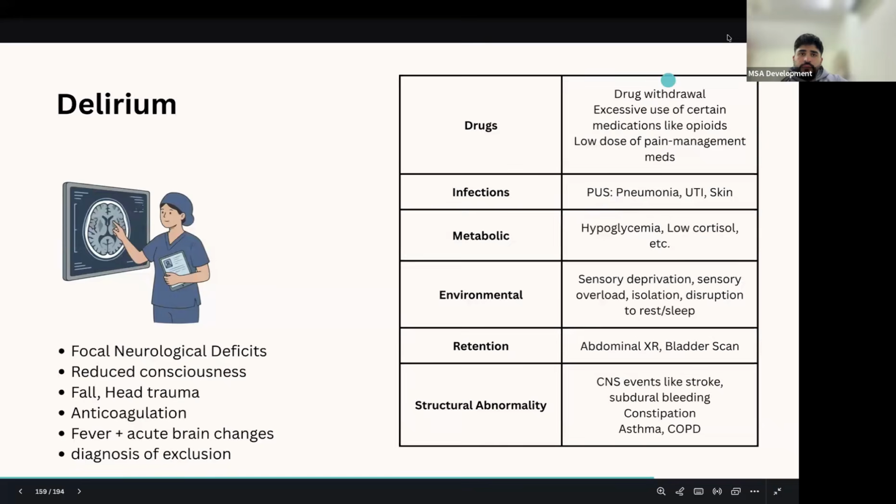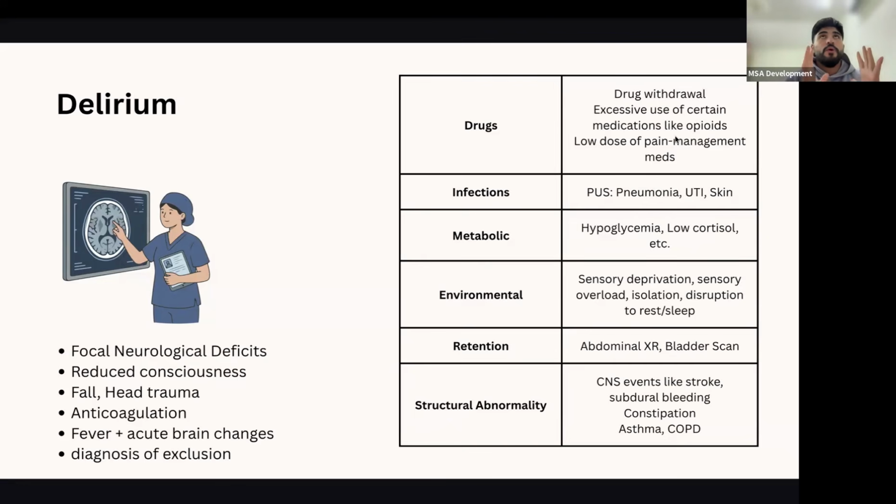First of all, we can have drugs. Drugs, like, for example, the patient could be taking some certain drugs and he's going through drug withdrawal. He could have delirium. Very common, like patients who are depressed and they're taking SSRIs, they could have delirium in withdrawal. Excessive use of certain medications, like if you give them a lot of benzos, a lot of opioids, they could have delirium. Or if they're suffering from some sort of physiological pain, all right, and they're not prescribed enough dose to treat this pain, they could also have delirium due to the pain.